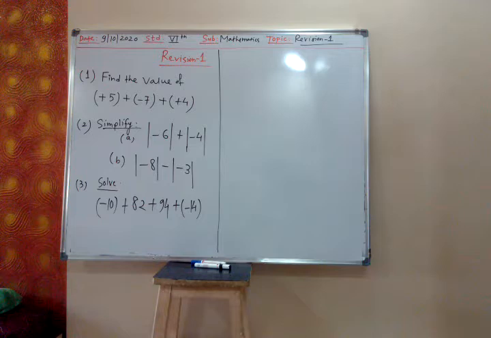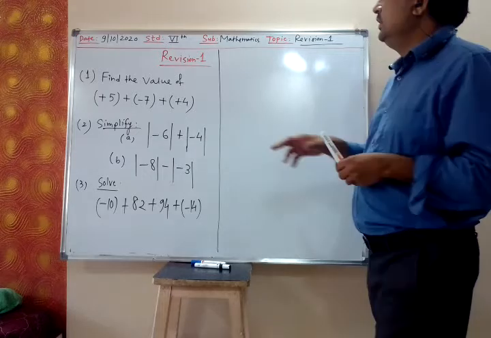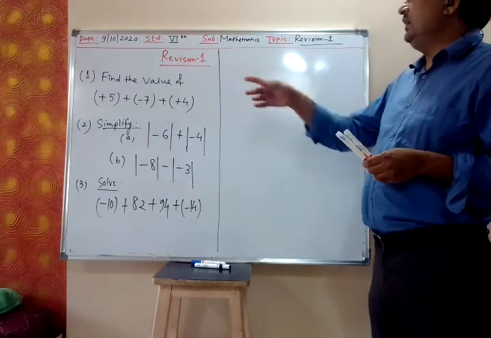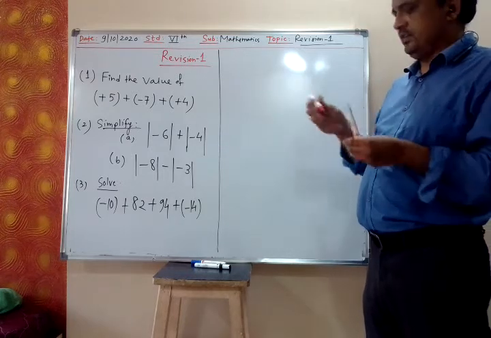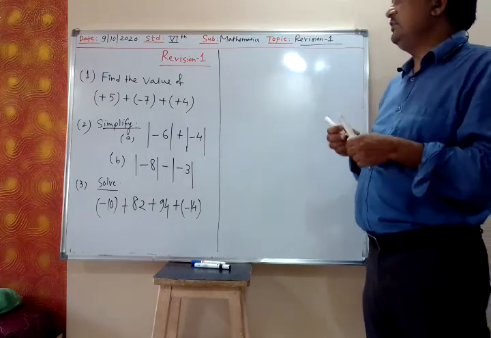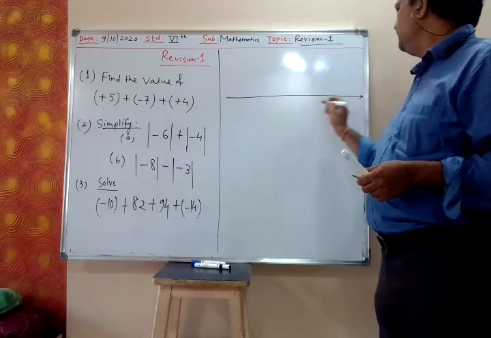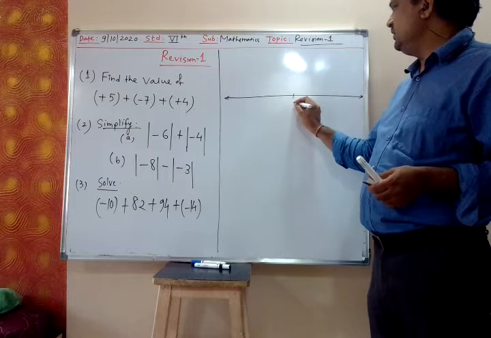Right. First you write the question. Find the value of plus 5 plus minus 7 plus 4. Write all the questions. Now let us solve one by one. Let us solve first. Find the value of plus 5 using the number line. You have to solve this using the number line.